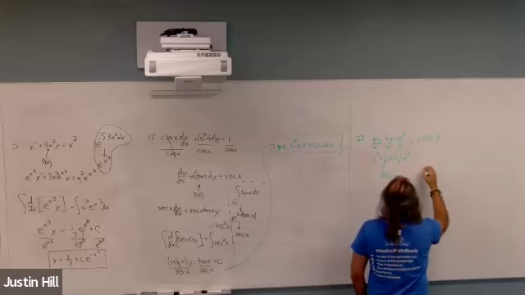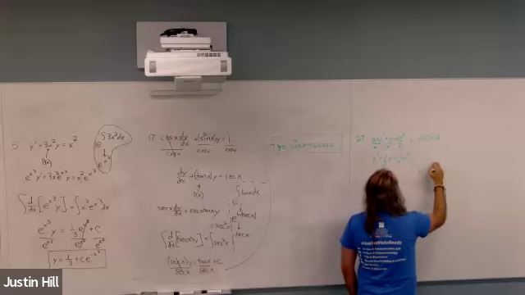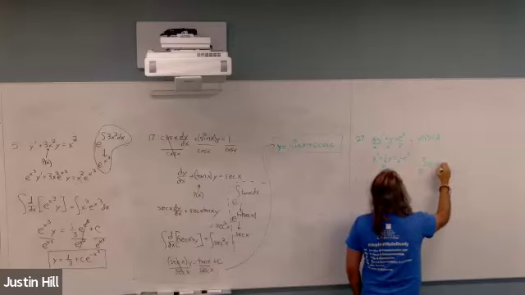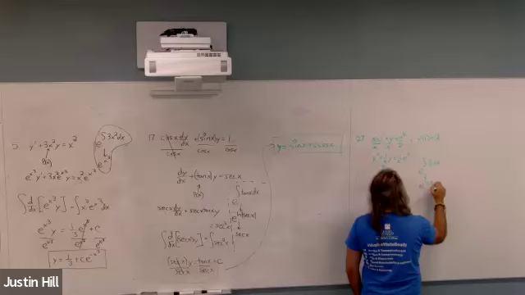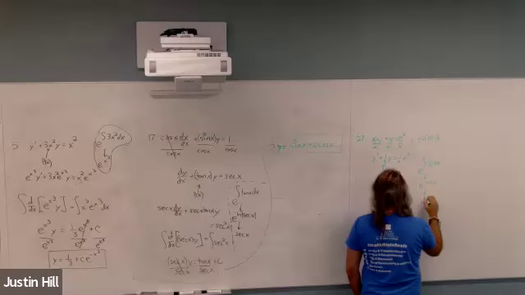So my integrating factor is e to the integral of 1 over x dx. A bit like the last one, that's e to the natural log of x. And that is just x.